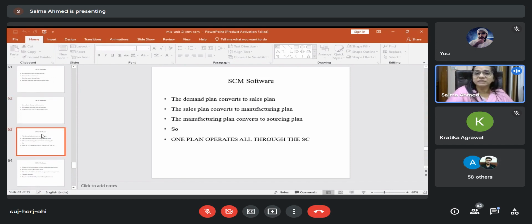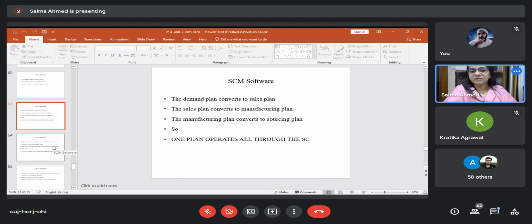The demand plan that the retailer has gets converted into sales plan. When it moves up to the manufacturing level, the sales plan gets converted into manufacturing plan. Manufacturing plan gets converted into sourcing plan. So there is one plan which operates throughout the chain because it's the same demand which is seen by everybody. So the demand plan gets converted into sales plan at the low end, sales plan into manufacturing plan, and manufacturing plan into sourcing plan. So it is one plan which operates throughout the chain.